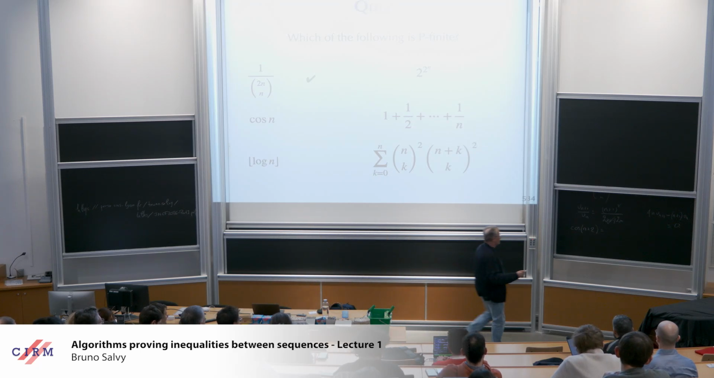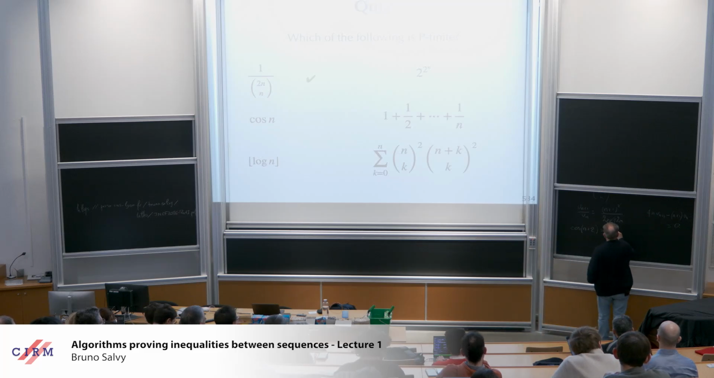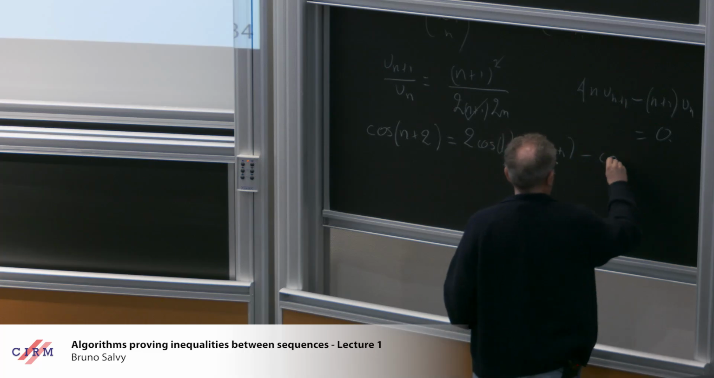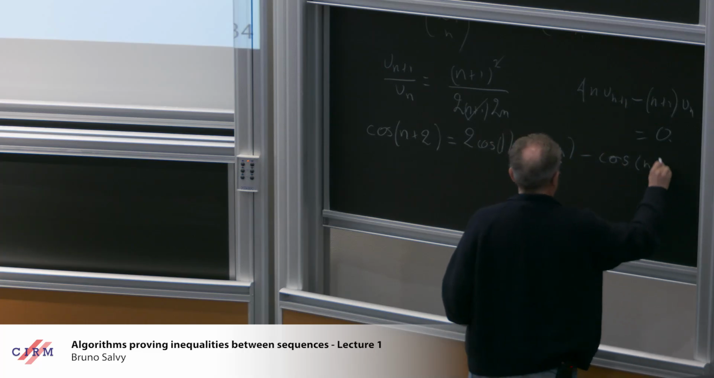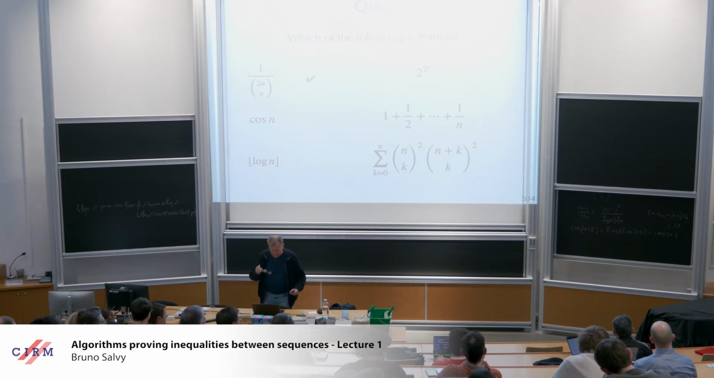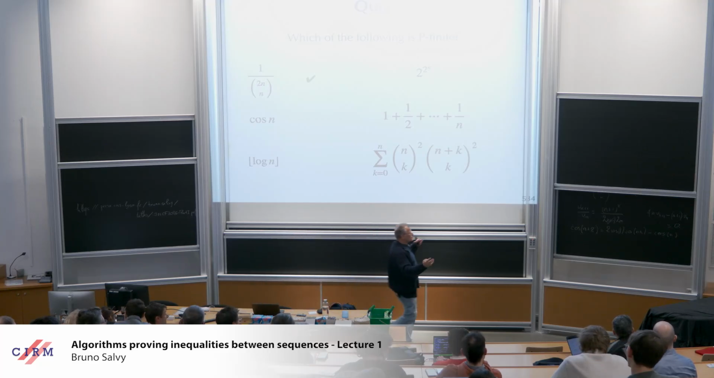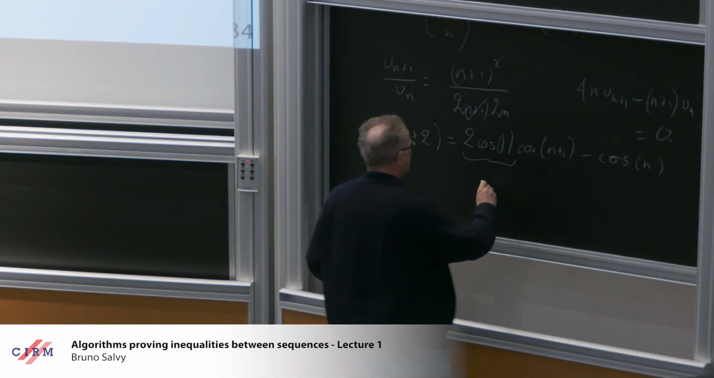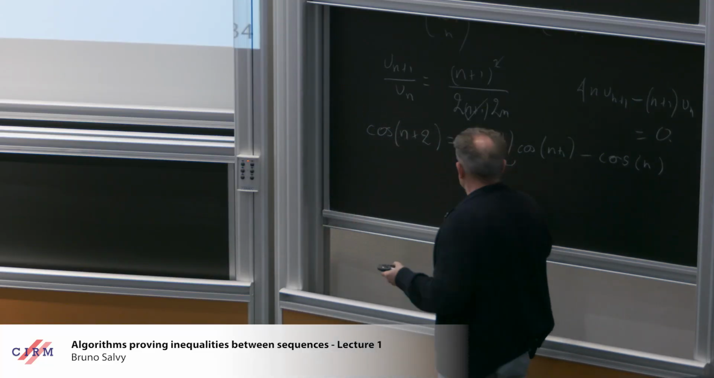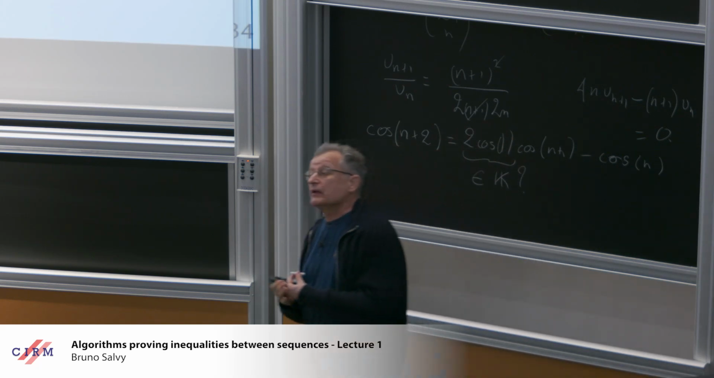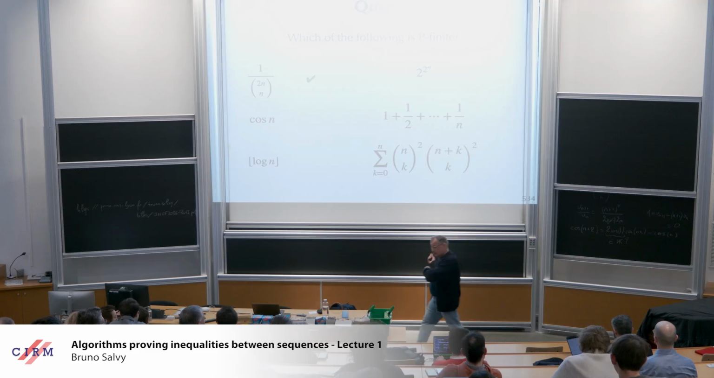2 cos 1 times cos n plus 1 minus cos n. Let me check. Exactly. So this is a sort of linear recurrence, but the question is, I didn't say anything about the coefficients. So is this in K? Depending on your choice of K, it's either p-finite or not.